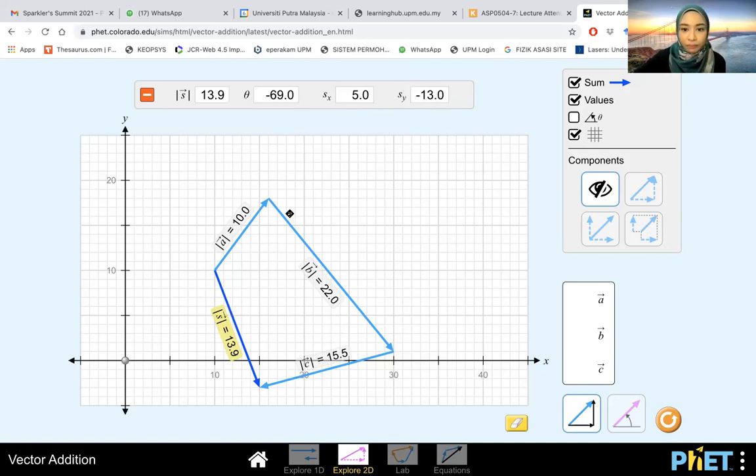So in this case, let me try to draw. Okay, never mind. Look at my arrow first. The Y component of S is negative 13, which means it goes down like this. Okay, I'm just introducing it first, don't panic if you don't understand. Then the X component of S is to the right, which is positive. So let's figure out how to determine the X and Y components of S.